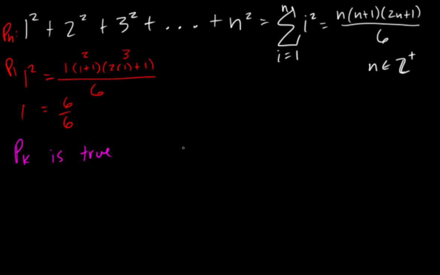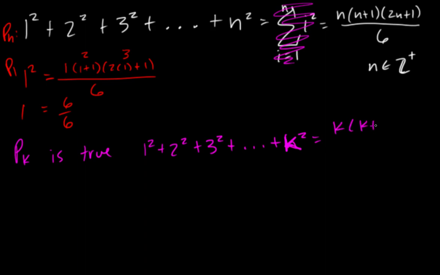Yeah, let's write it out. So I'm actually not going to write this part out, but I'm just going to say that 1 squared plus 2 squared plus 3 squared plus dot dot dot and squared, or k squared, equals k times (k plus 1) times (2k plus 1), all over 6.